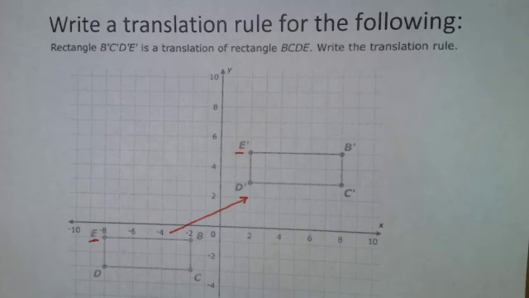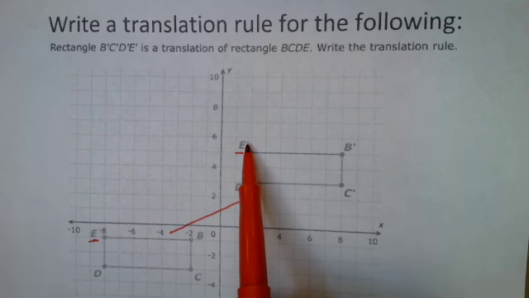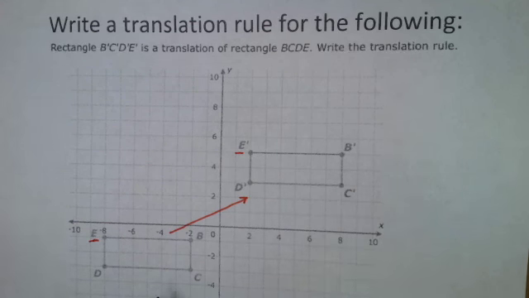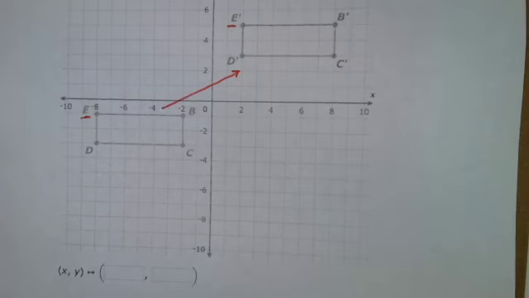We're going to write a translation rule for the following. Remember, a translation rule is simply writing mathematically how this object moved from one spot to the other, how it moved up and down or left to right. Remember, this little mark right here tells me that this is the end. This is where the object ended up. This is where it started. So it's moving from here to here. To write a transition rule, I need to describe mathematically how this object is moving. If I move left to right, I'm moving along the x-axis.